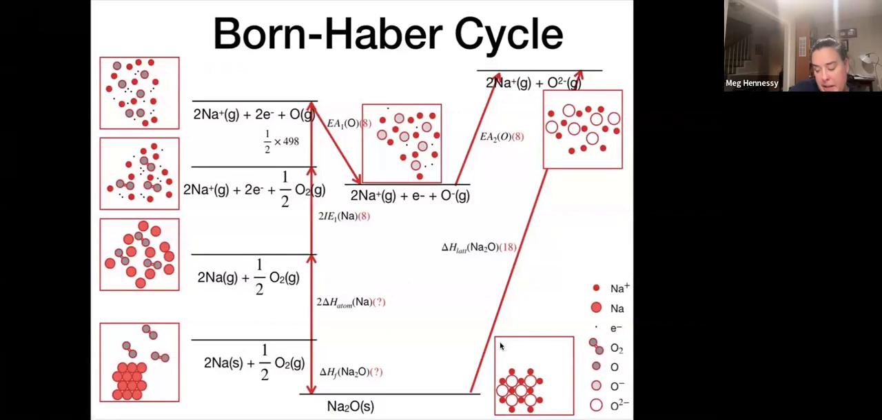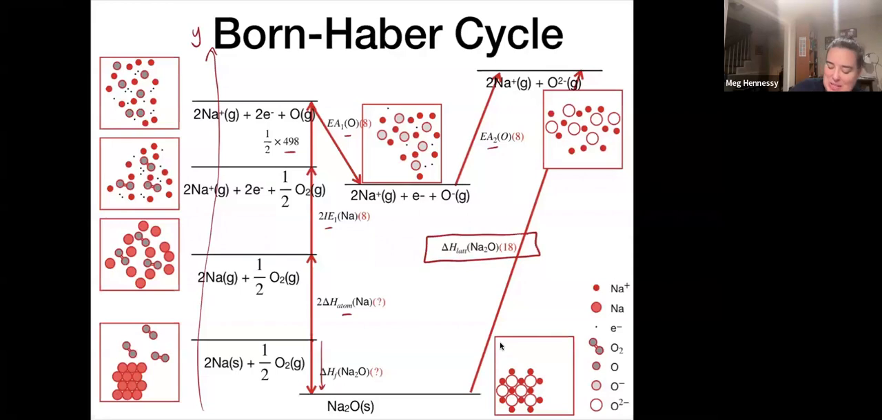Maybe this is a more typical way you've seen this, where I have energy increasing in the y direction. At the bottom, I have the lattice. If I take the elements and I combine them to make the lattice, that's the enthalpy of formation. And then you can see atomization, ionization, bond dissociation enthalpy, electron affinities. And that other piece is, of course, the lattice enthalpy, what we are solving for in the problem that we right now are supposed to be doing.